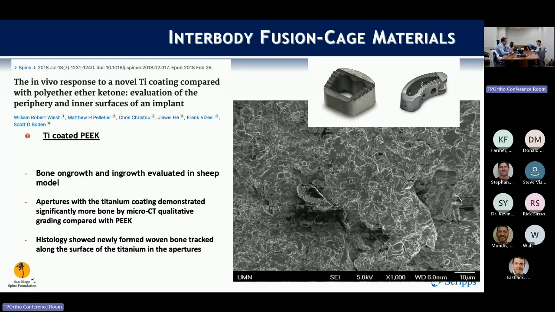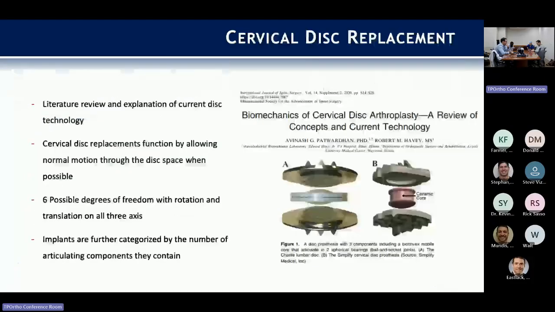And then here's a study looking at titanium-coated PEEK in vivo. This looked at titanium-coated PEEK in a sheep model, demonstrating significantly more bone by micro CT qualitative grading when compared to PEEK alone. And the histology showed newly formed woven bone tracking to the surface between these implants, which again led to higher pull-out strength and sort of showed us that these implants can definitely be used safely.